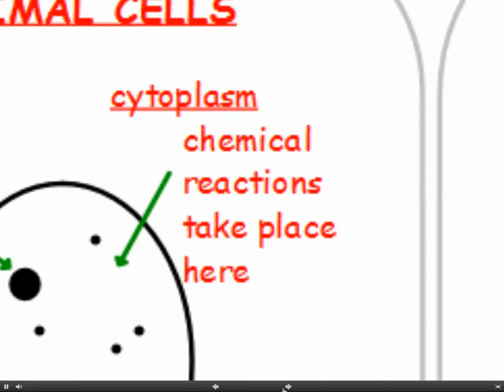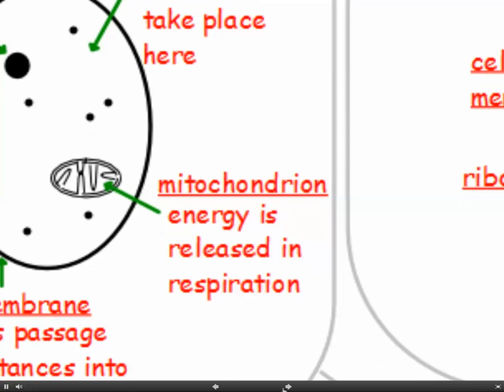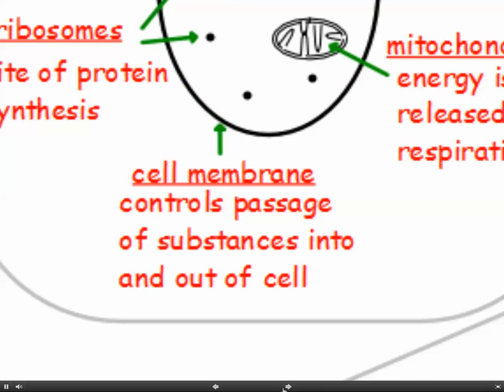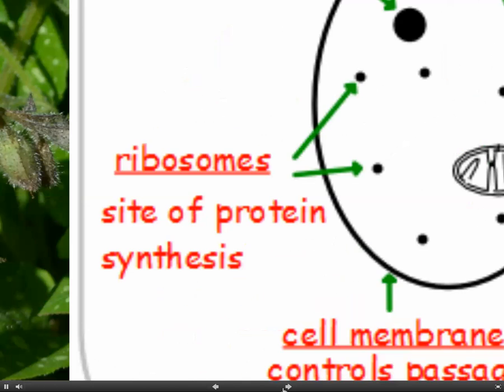They contain the cytoplasm, which is where chemical reactions take place. The mitochondrion, or mitochondria if it's plural, is where energy is released in respiration. The cell membrane controls the passage of substances into and out of the cell. And the ribosomes are the site of protein synthesis, or where proteins are made.